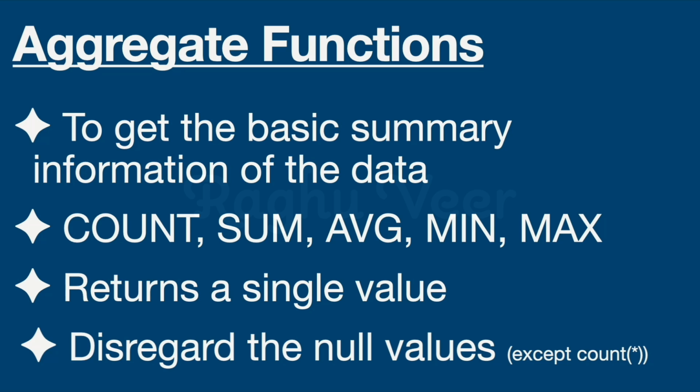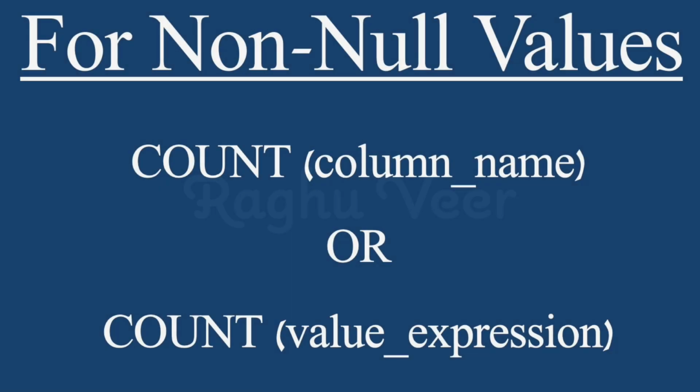Count star is an exception here because count star counts all the rows in the result set, including the rows containing null values. To get around the counting of null values, we could use count of that column name or count of a value expression, which is nothing but a combination of columns. Now let's look at some examples.